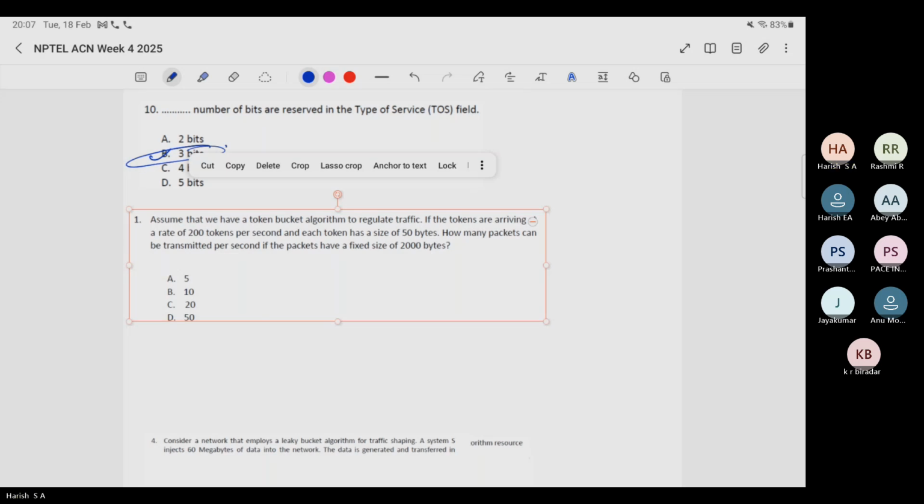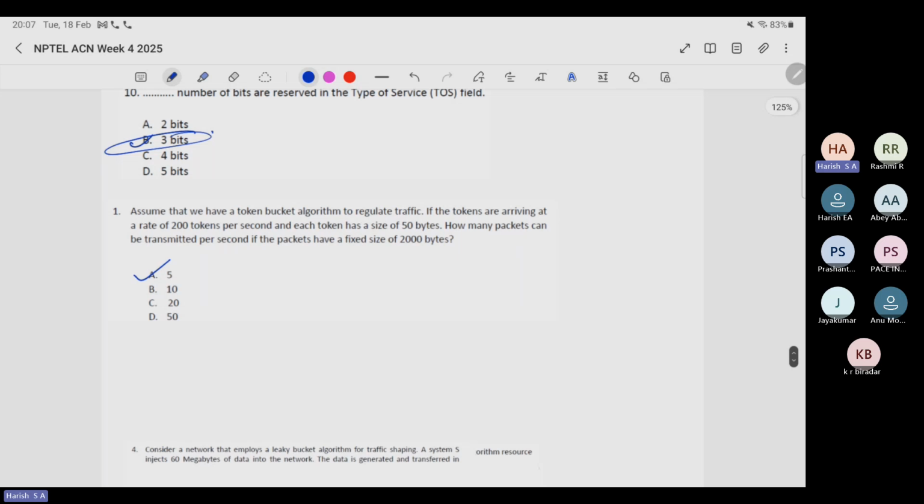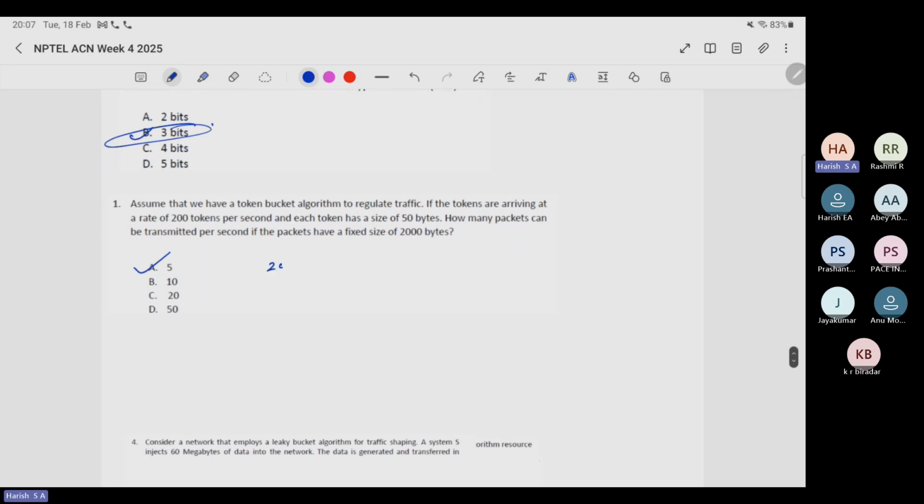So for this particular question, the answer is A. Answer is 5. We can do this quickly also. The tokens are arriving at 200 tokens per second. Each token has 50 of this thing. So 200 into 50 is equal to the total capacity.